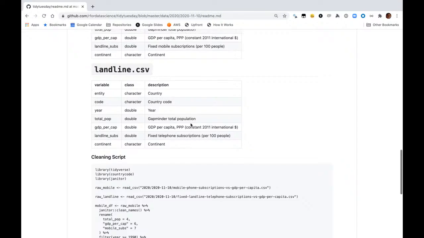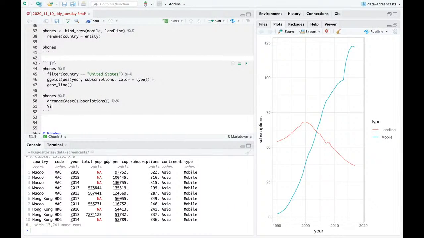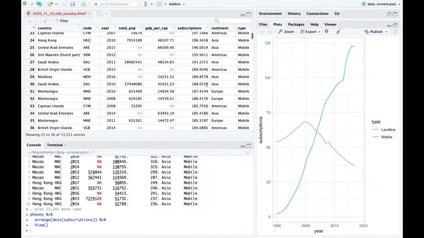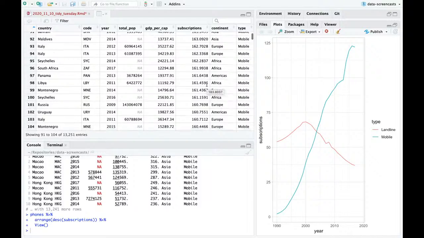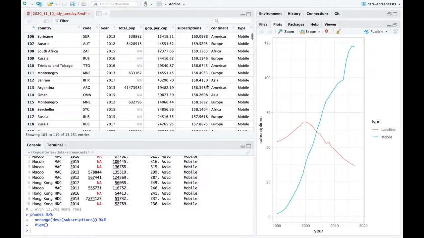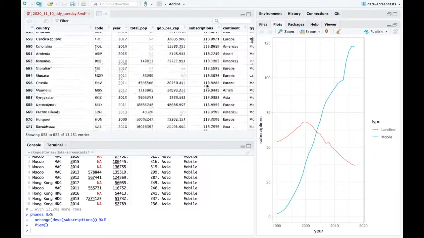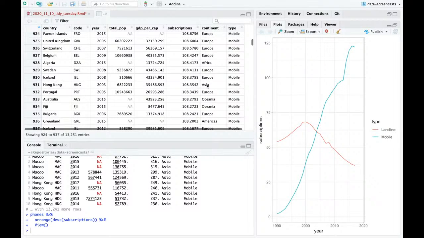Fixed telephone subscriptions per 100 people. Huh. Some countries, like Hong Kong, have multiple per person. I guess maybe burner phones are a thing. It does seem a little bit strange that so many countries are above 100. Does it seem strange to anyone else? Maybe if anyone wants to take a look into that, go for it. But I'll stick with it for now.